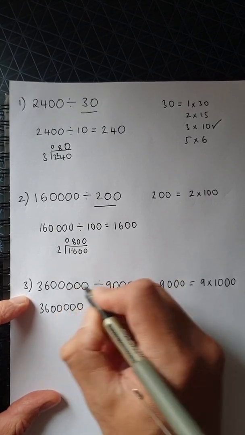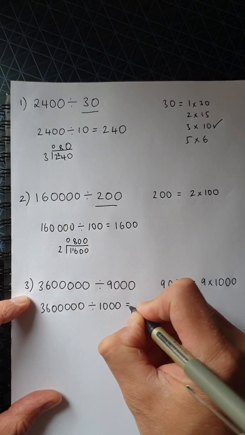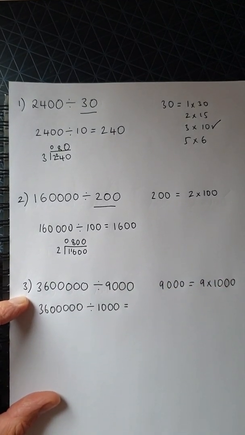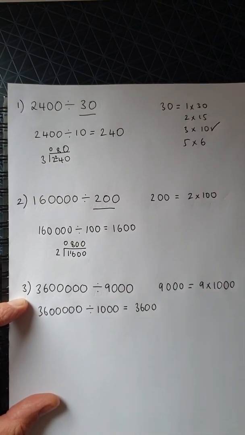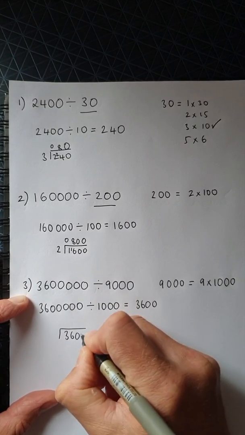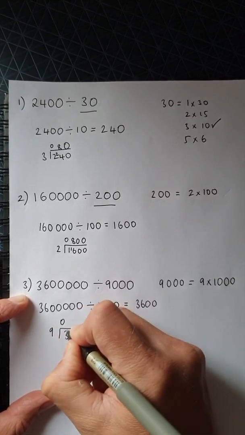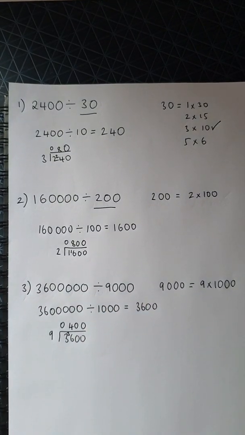Just make sure I've got the same number of zeros. Yep, 5 zeros, and I'm dividing by 1000 to begin with. Okay, so moving the decimal point 3 places to the left, or the numbers 3 places to the right, you're going to get 3,600. And then, after we do that, dividing by 9. So we get a final answer of 400.